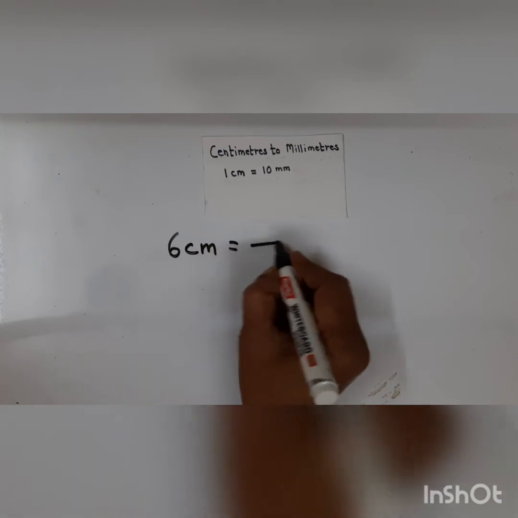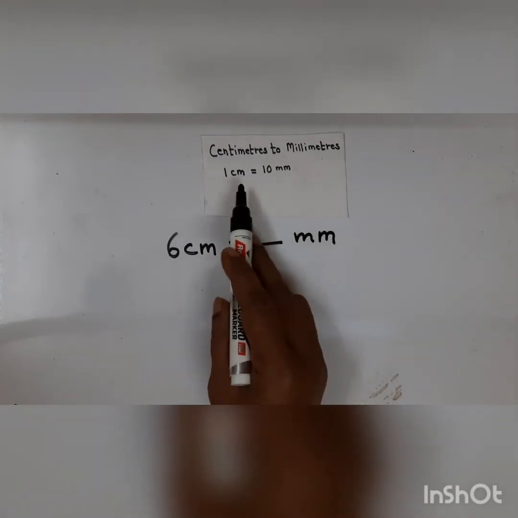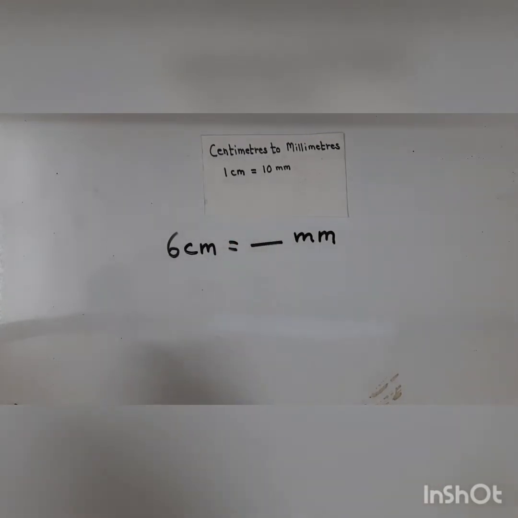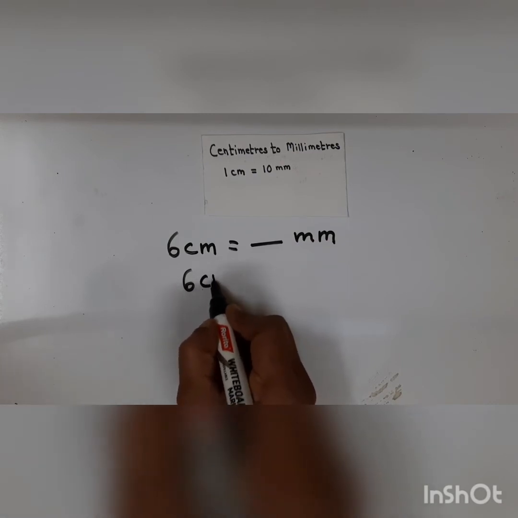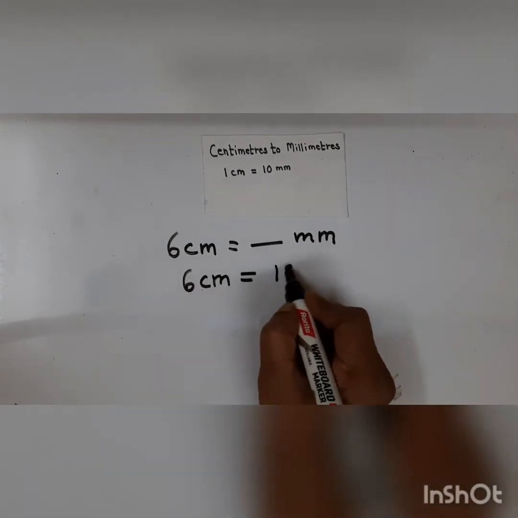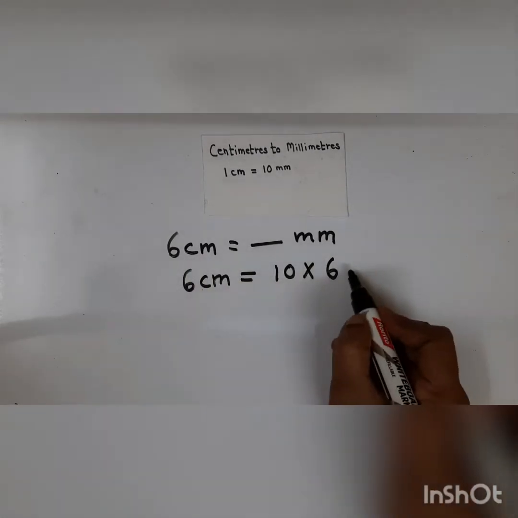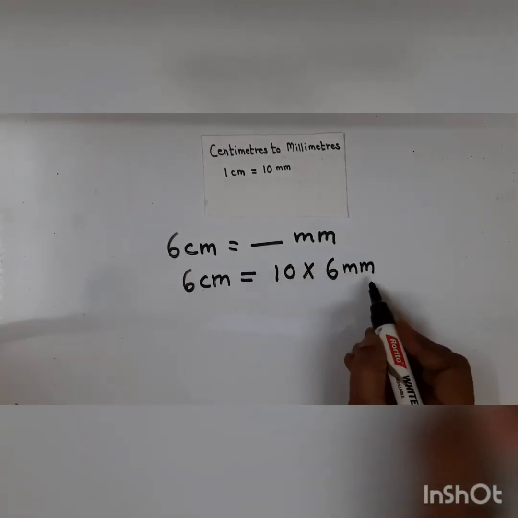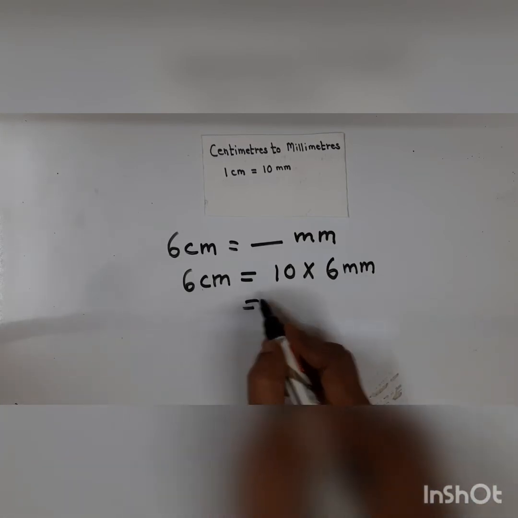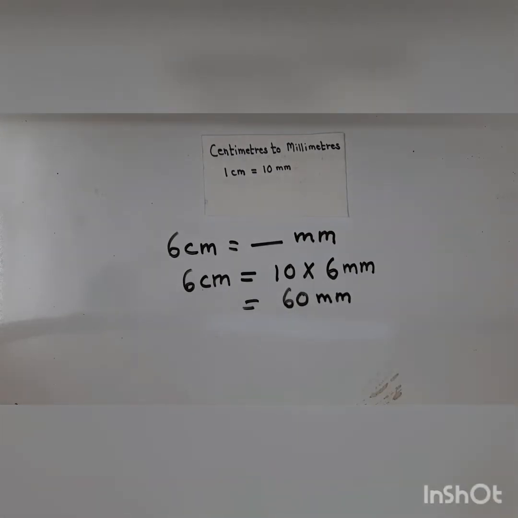is equal to dash mm. Now children, it is 10. So what will we do? We will multiply the length value by 10. Okay. So 6 cm is equal to 10 into 6. Okay, this 6. And now since it's here, our unit will be mm. Be careful with the unit, children. Now it is mm. Okay. So that's 60 mm. Millimeters. Mm is millimeters.